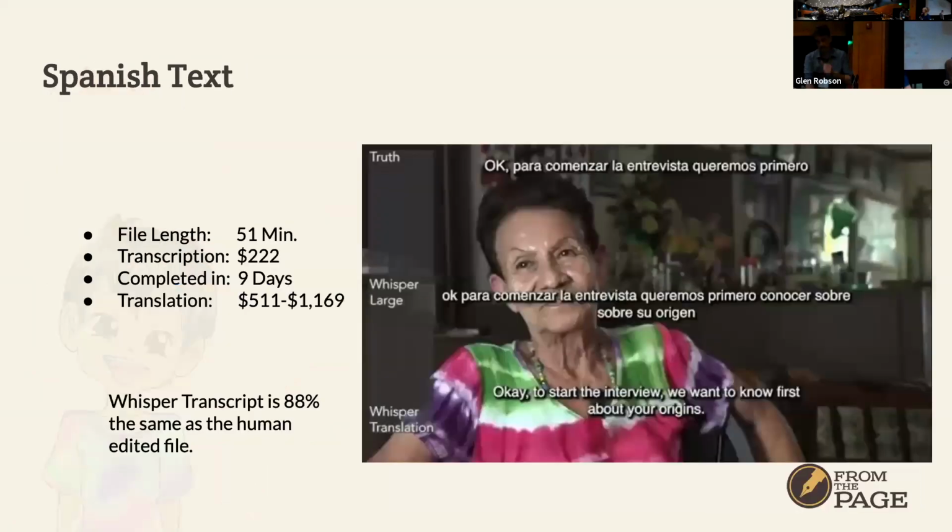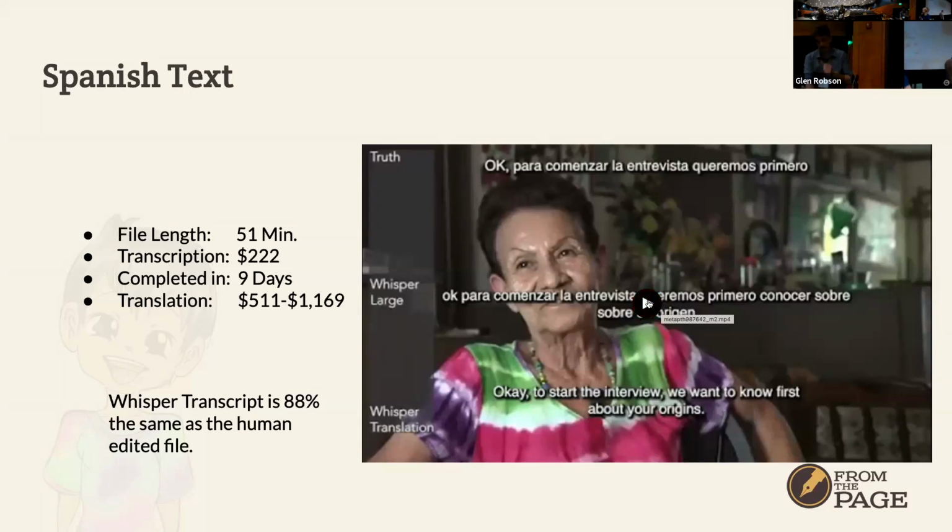The next example that Will brought to the table is one he used to drive home some cost savings of this. So this is a Spanish language interview that UNT paid a vendor to transcribe. It's 51 minutes long. It cost $222 and they had the file back after 9 days. They couldn't actually justify the translation cost, which would have been between $500 and $1,200, depending on accuracy. So let's see how that compares to Whisper.